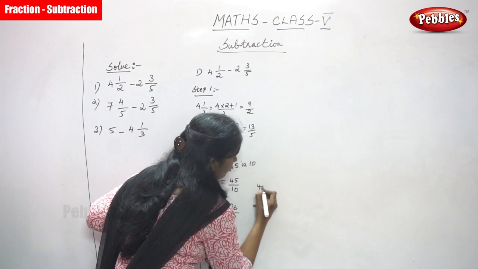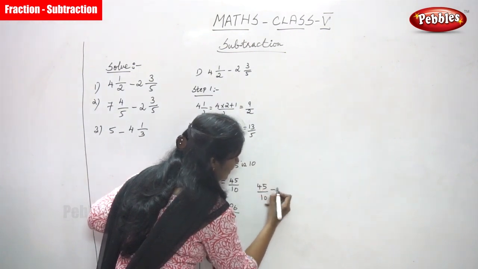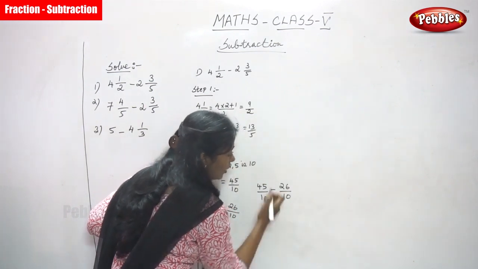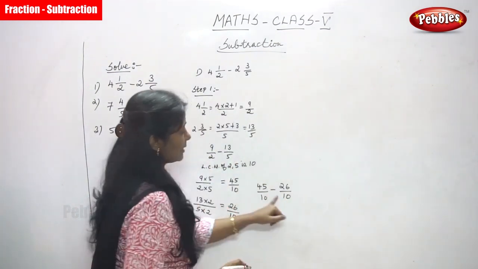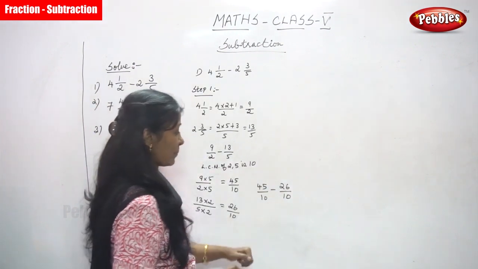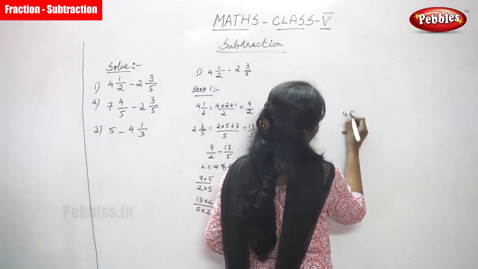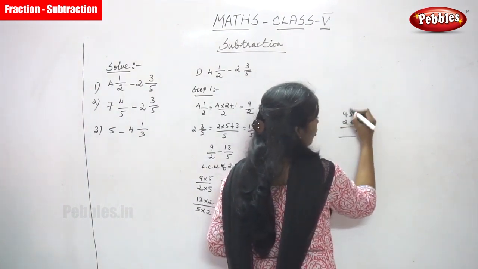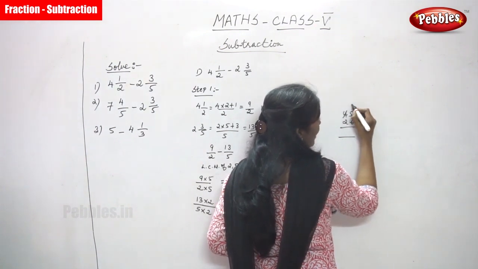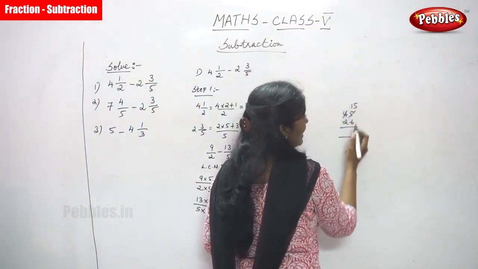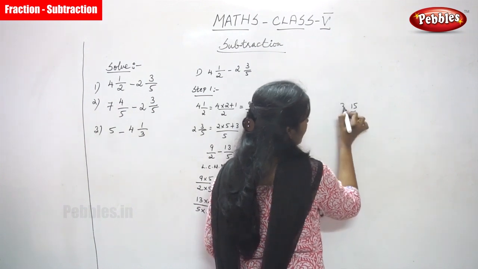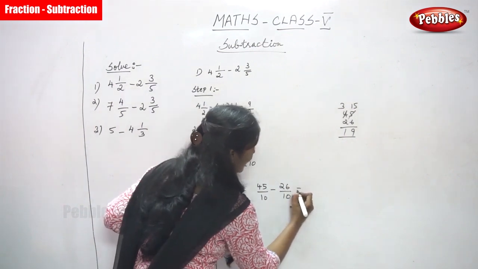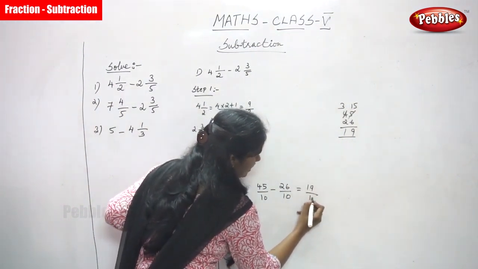So 45 by 10 minus 26 by 10. If the denominators are the same, you subtract the numerators, because in the middle you have the subtraction sign. So 45 minus 26. You can't subtract 6 from 5, so you have to borrow from here. I borrow 1 ten here, so it becomes 15. 15 minus 6 you get 9. Then 3, 3 minus 2 you get 1. The answer is 19 by 10.